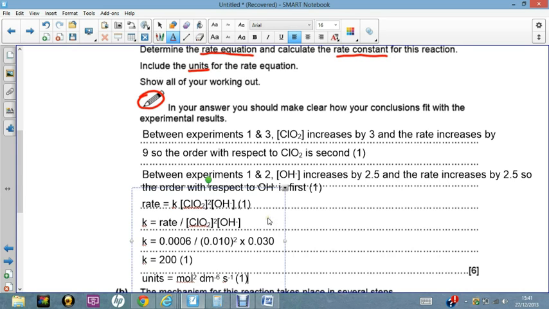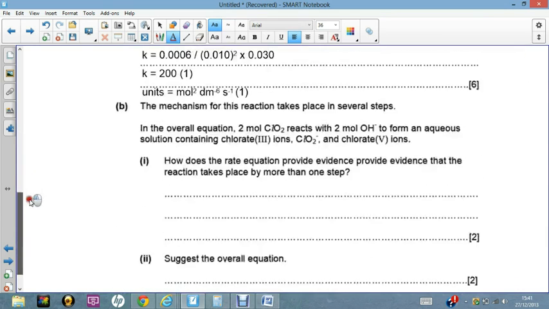So that gives me 5 marks, and my quality of communication mark will be for saying which experiments, so between experiments 1 and 3 and between experiments 1 and 2. And that gives me my total of 6 for question 1A.